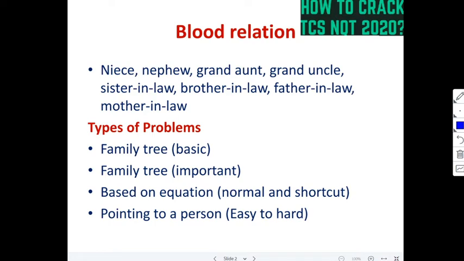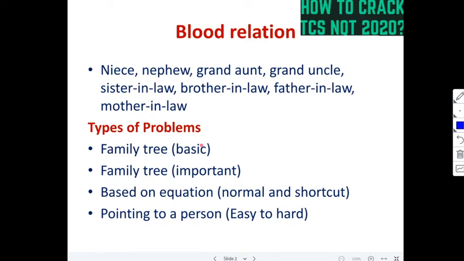aunt, and who is cousin, cousin brother, cousin sister, grand aunt, grand uncle, sister-in-law, brother-in-law, father-in-law, mother-in-law, all those things. Then we'll have siblings, grandchildren, all those things, right? So we have a few types of problems.